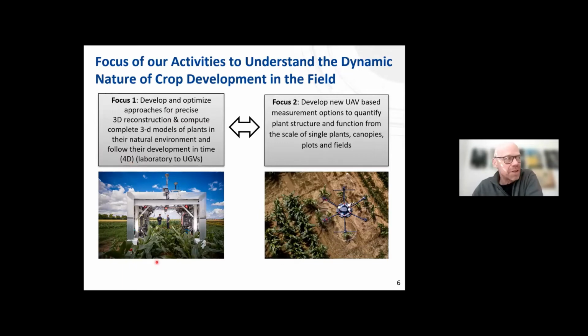A lot of the approaches which you will see come from ground-based vehicles. We have to be close with our sensor to the plants to achieve the high resolution, but it's not limited only to ground-based measurements, though they are normally close to the plant. In the second part of the talk, we will move a little bit away. A lot of the work is done with drones, but also other sensors, where we move away from the plant, having higher throughput and higher coverage, where we move to the field scale and then try to quantify plant structure and function from whole canopies, plots, and whole fields.